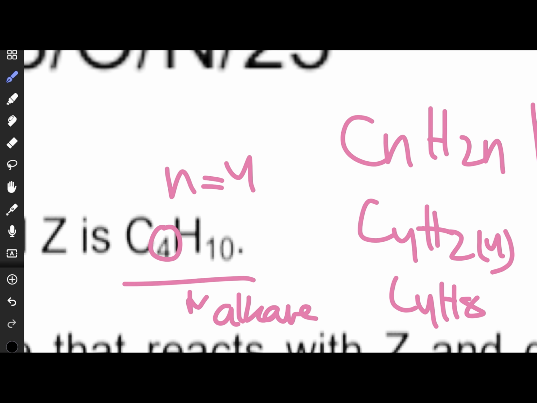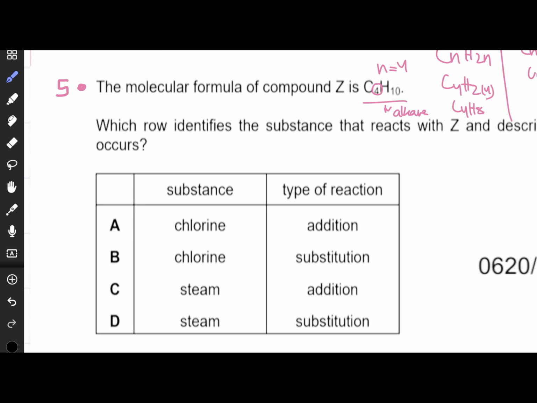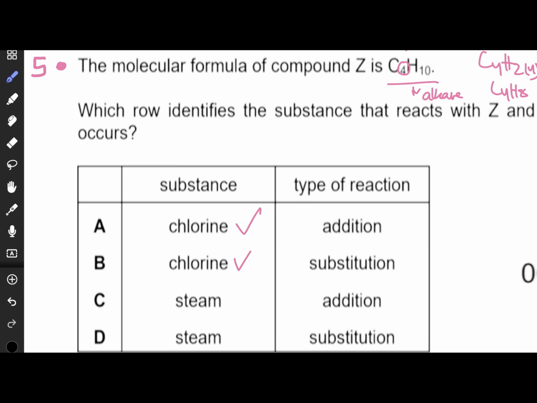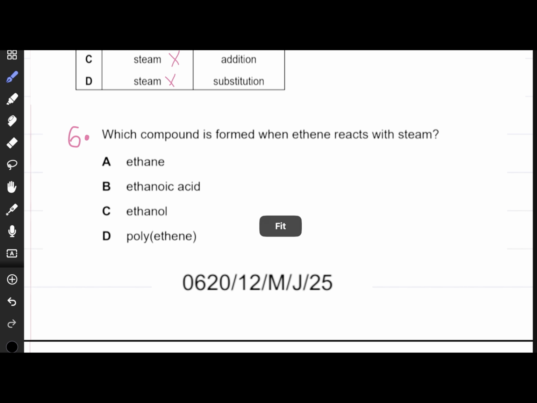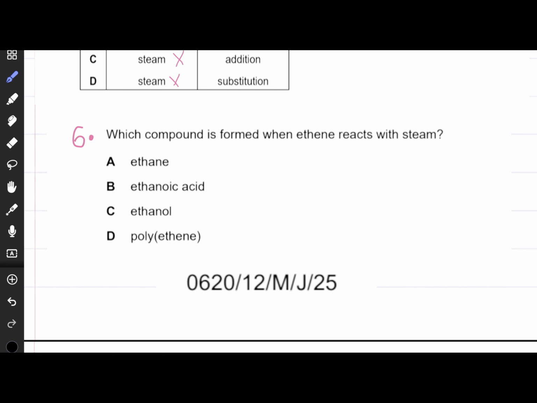Right, so now let's check that alkane reacts with which substance? Yes, alkane reacts with chlorine, but it does not react with steam because we haven't read anything like this before. And the type of reaction in which alkane reacts with chlorine is the substitution reaction, so the right answer is B.